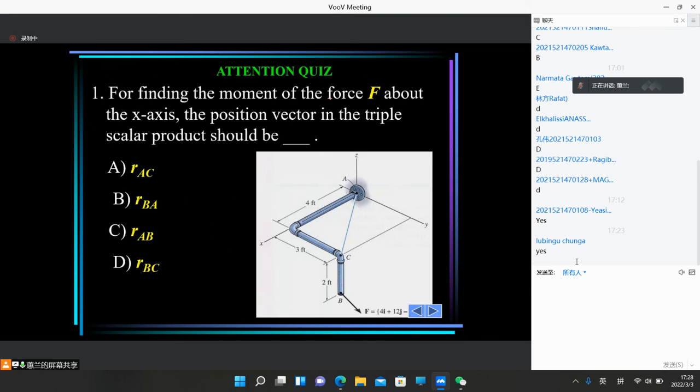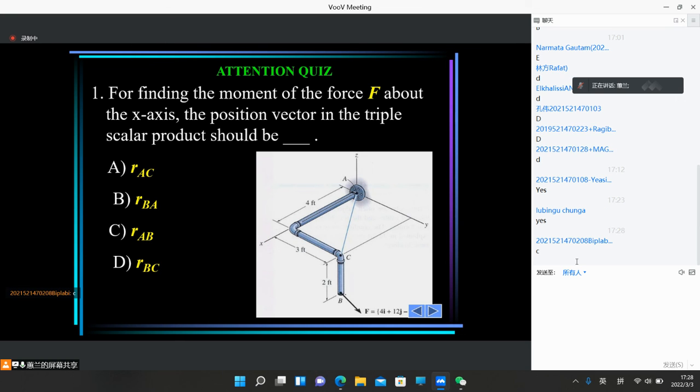So for finding the moment of the force F about the x-axis, the position vector in the triple scalar product should be RAC, RBA, RAB, or RBC. We want to find the moment of the force F about the x-axis. This is the x-axis. This is the force F.